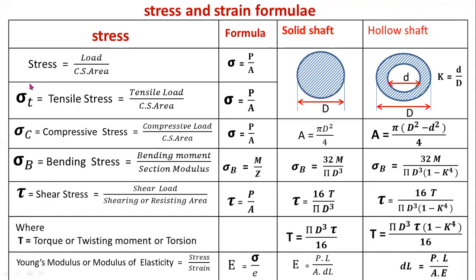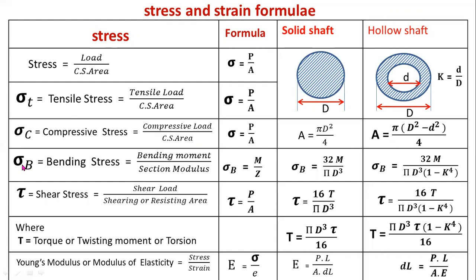Already we know this is the formula for stress. Stress equal to load by cross-sectional area. Sigma is the symbol for stress, sigma equal to load by area. The cross-sectional area for a solid shaft equal to pi by 4 d square, and for the hollow shaft, A equal to pi by 4 into outer diameter square minus inner diameter square. For tensile stress, sigma equal to P by A. For compressive stress, sigma equal to P by A. Here, P is the external load or axial load acting on the shaft.